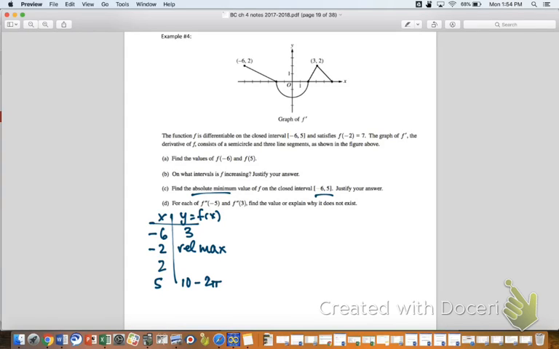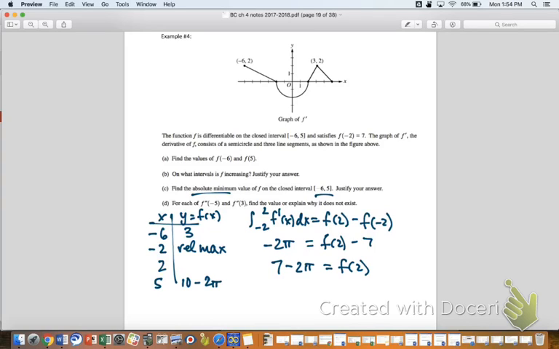Yeah, integral from negative 2 to 2. So integral from negative 2 to 2 of f prime of x dx. I would set it up the same way as was suggested earlier, equals f of 2 minus f of negative 2. I already know that f of negative 2 is 7. And the integral from negative 2 to 2, that's just the circle, isn't it? Or the semicircle. So negative 2 pi. So I'm going to get 7 minus 2 pi for that.